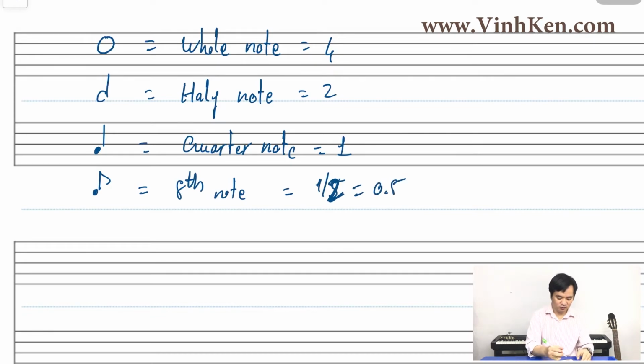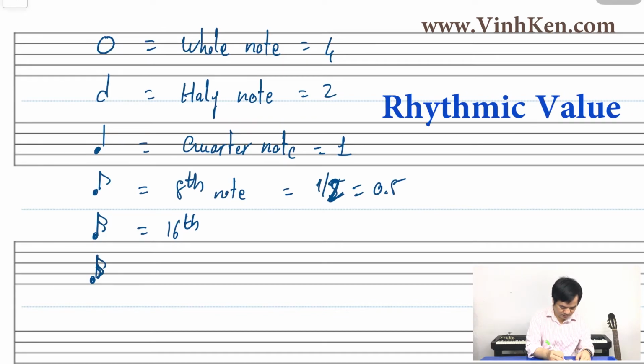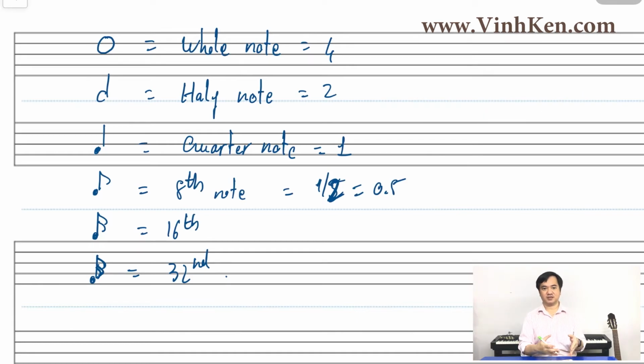And then so on, we have 16th notes. All right, and we have 32nd note. Very easy, right? Very easy. So those notes, different shapes, we have different values.